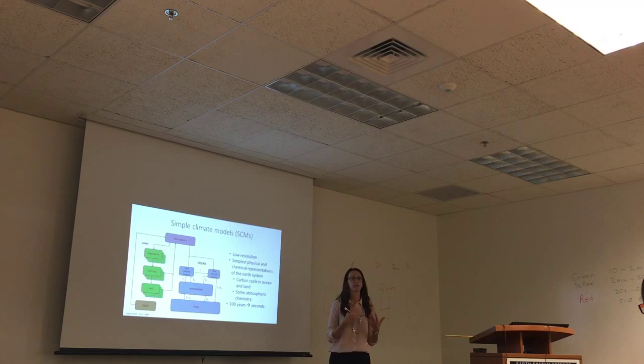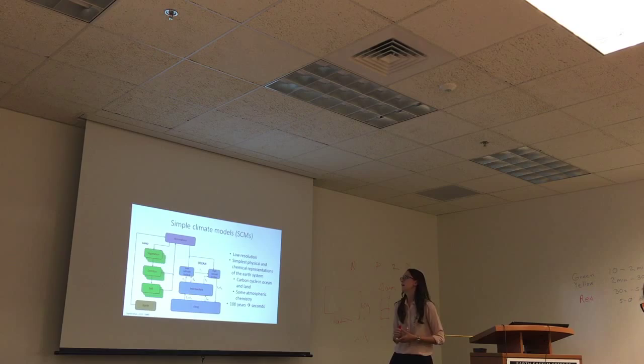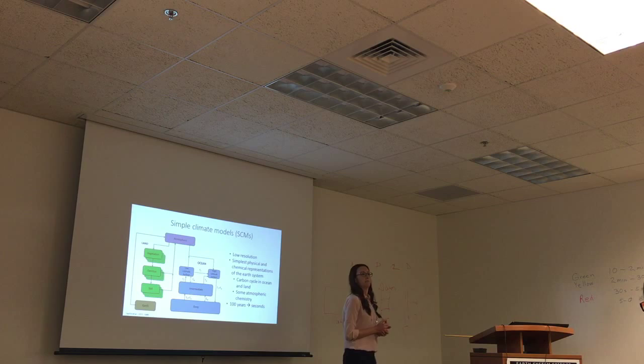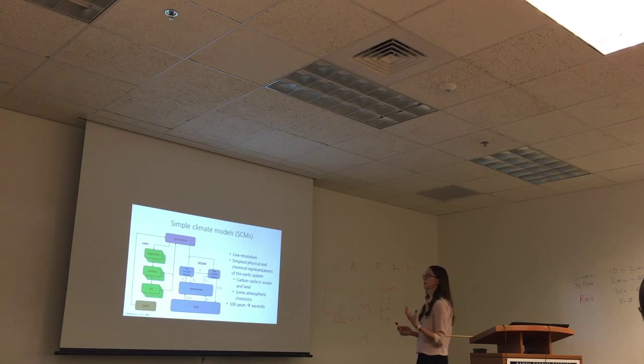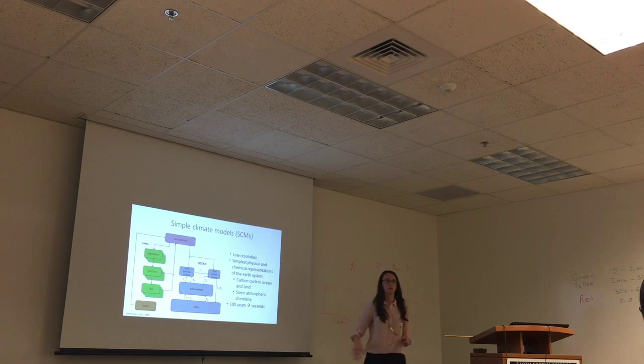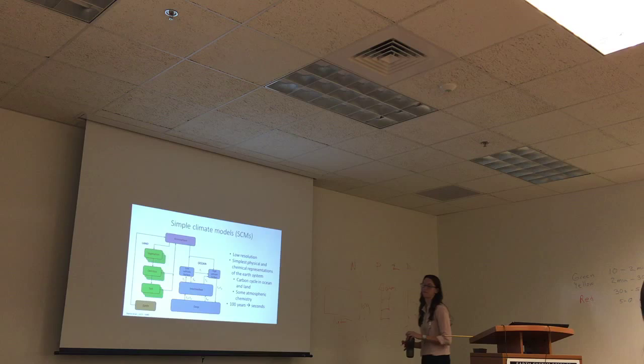We can look at changes in the carbon in the ocean, changes in carbon on land, so net primary production, heterotrophic respiration, things like that. We also have some atmospheric chemistry. So we're not just calculating radiative balances, we're calculating concentrations of CO2, methane, black carbon, organic carbon, halocarbons. There's a ton of atmospheric components. One of the key things about simple climate models is that they can run a 100-year time period in a matter of seconds. So we can run these a lot and get a lot of information very quickly.